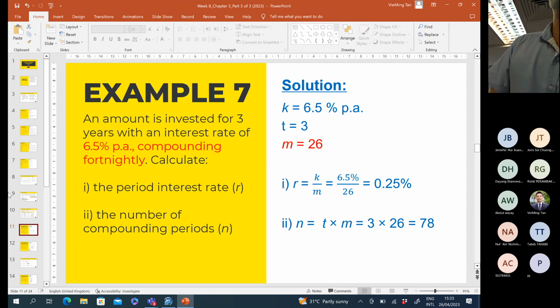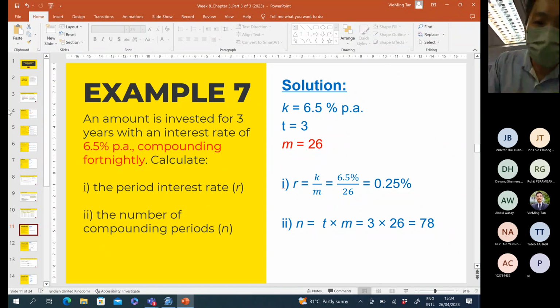Okay, so we have to understand the meaning of this case study first. An amount is invested for 3 years. That means the investment period is 3 years, T is equal to 3. 6.5% p.a. compound, because of this keyword compound, that means this 6.5% is the compound interest rate. It's the annual compound interest rate, so you can put K. This is the annual rate.